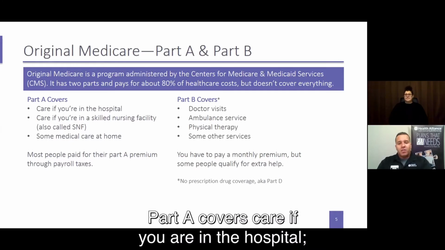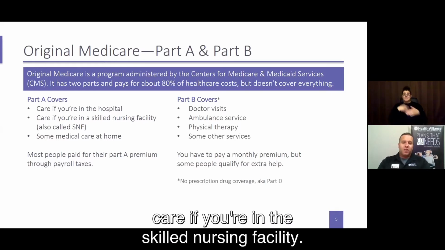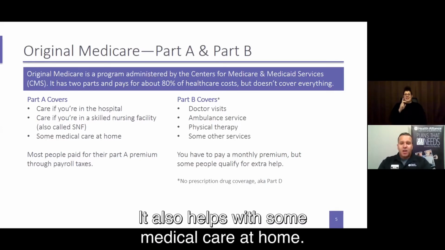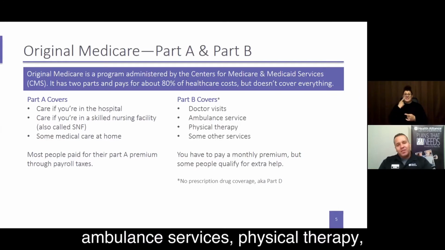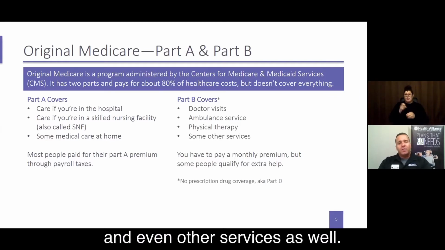Part A covers care if you are in the hospital, care if you're in the skilled nursing facility, and it also helps with some medical care at home. Your Part B covers doctor's visits, ambulance services, physical therapy, and even other services as well.